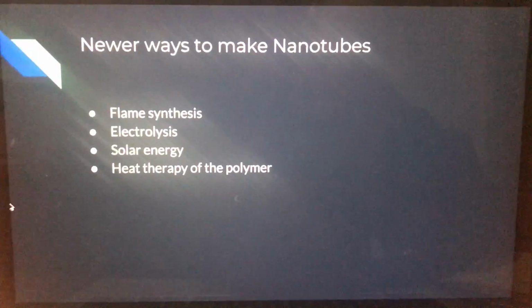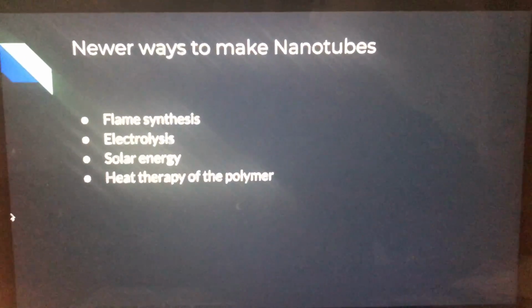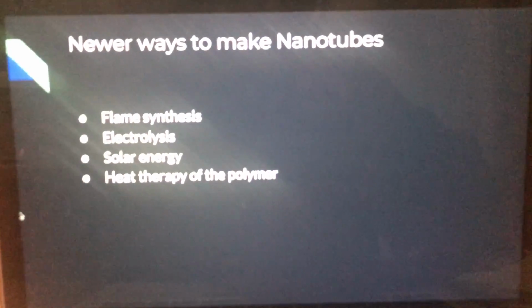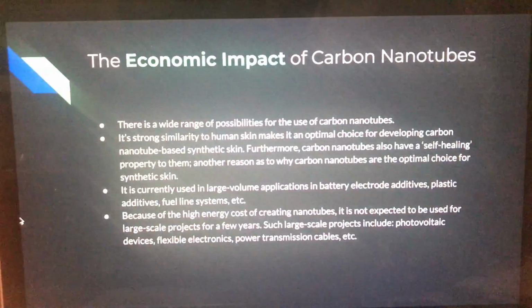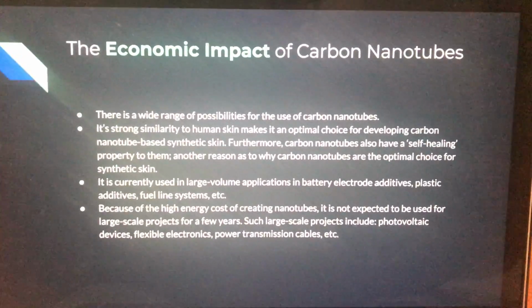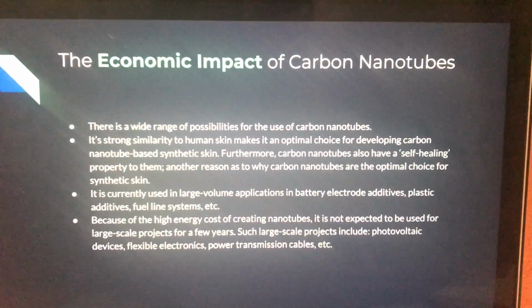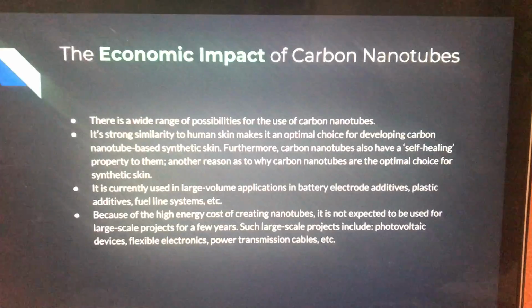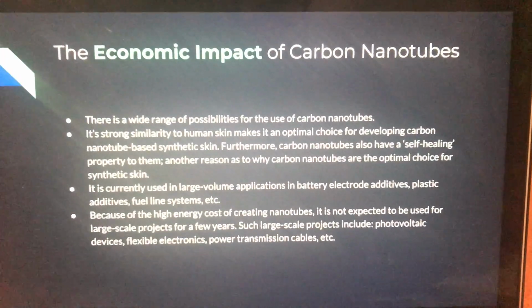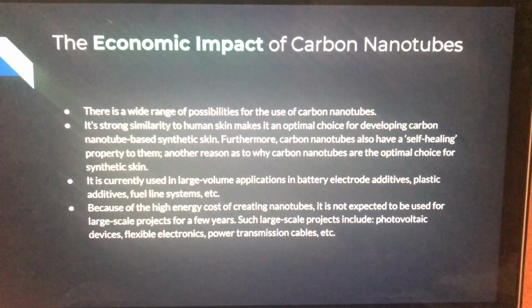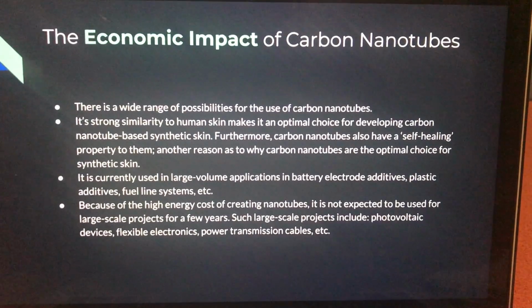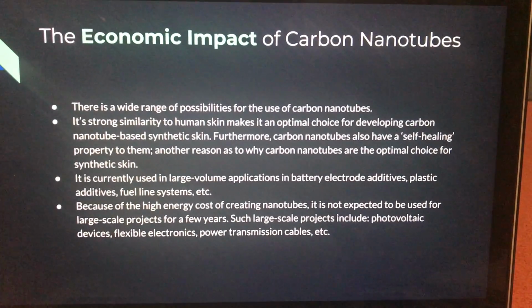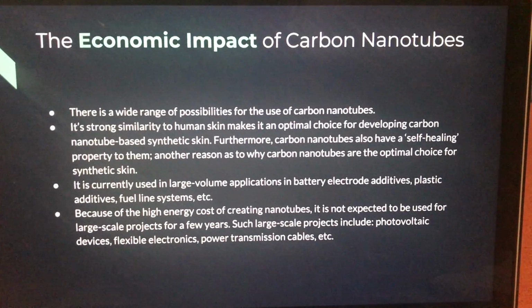Some new ways of creating CNTs use flame synthesis, electrolysis, solar energy, and heat treatment of the polymer. The economic possibilities for the use of carbon nanotubes are endless. Similarity to human skin makes it an optimal choice for developing carbon nanotube-based synthetic skin. Furthermore, it also has a self-healing property, which is another reason carbon nanotubes are the optimal choice for synthetic skin.